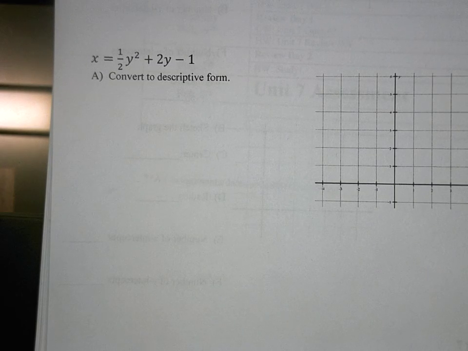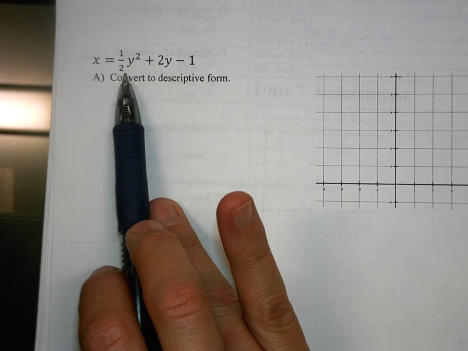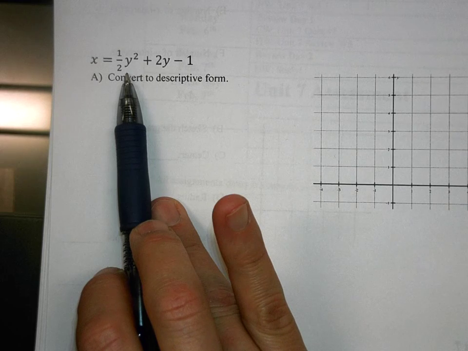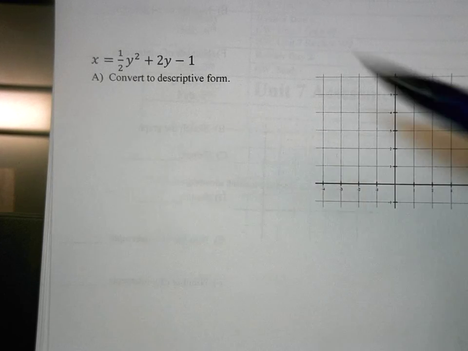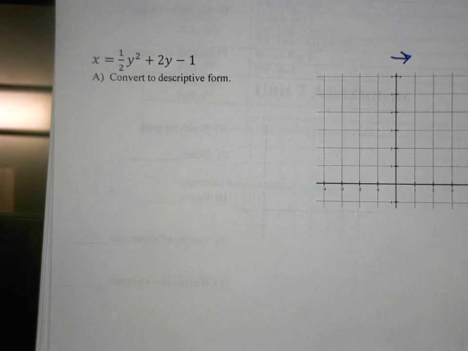Now, what direction will this parabola go? Right is correct. Right and left, and specifically right. And how do we know? Because it's x equals, and the number in front is positive. So x equals is right and left. Positive is, it's going to go right. So we're just going to put our little arrow up here to remind us that we're going to end up going to the right. Now we have to convert this to descriptive form. This is what we worked on yesterday.